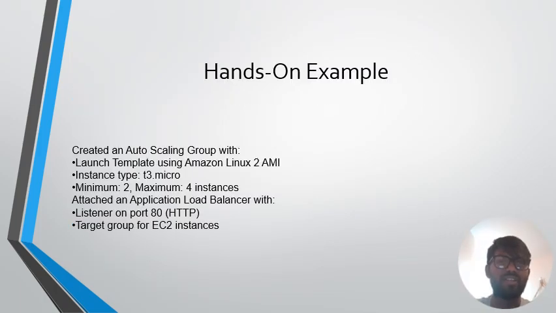In the hands-on, I launched a template using Amazon Linux 2 AMI. We need to take the instance type T3 micro, which is free, and we need to take a minimum of 2 and a maximum in between which we can take instances. The load balancer is port 80 HTTP, with a target group for the EC2 instances. This is the type of hands-on example I have worked on.